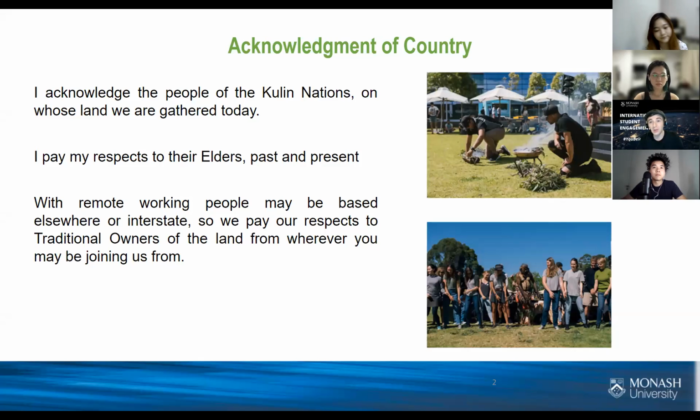Now, before I begin, I'll do a very brief acknowledgement of country. I know some of you are likely overseas, but for those of you in Melbourne, including me, I'd like to take this opportunity to acknowledge the people of the Kulin Nations on whose land we're gathered today. I wish to pay my respects to their elders, past, present, and emerging.